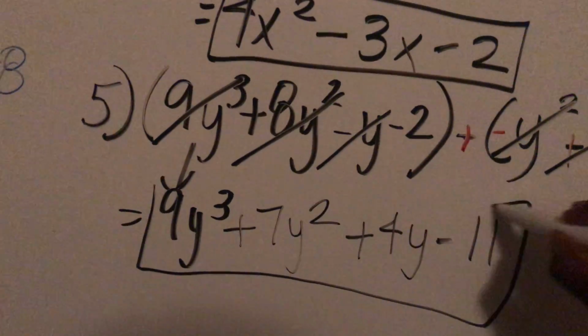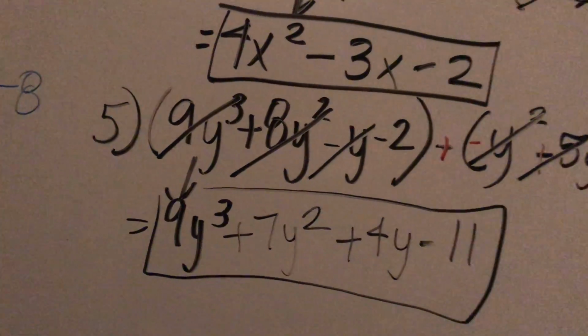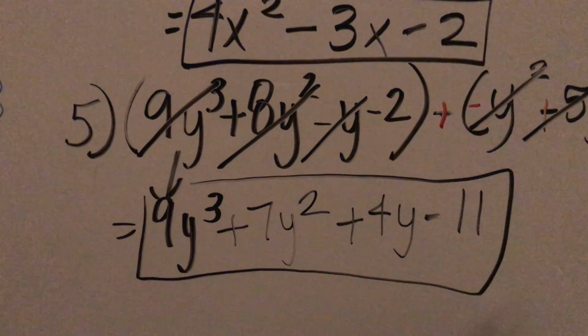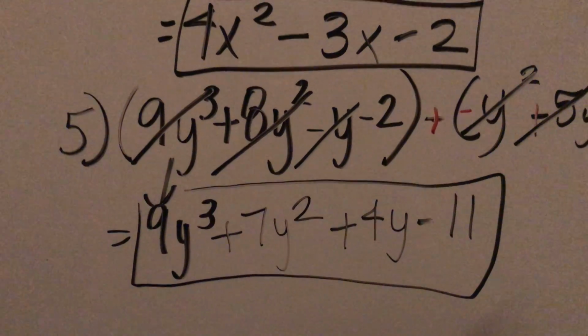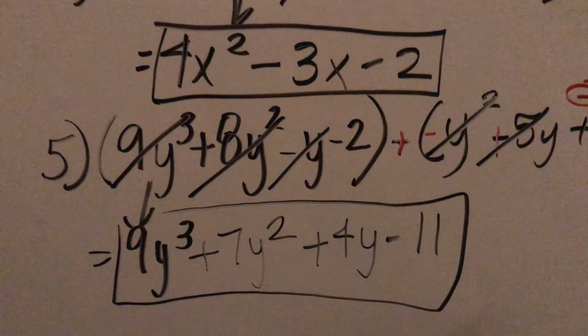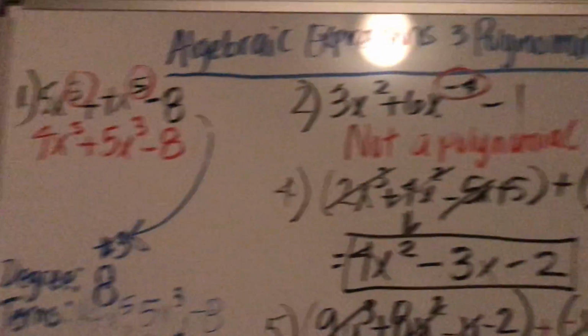And that is your answer. Now, as you can see, once again, it's in standard form, 3, 2, 1, constant. So your answer should be 9y cubed plus 7y squared plus 4y minus 11. And this concludes algebraic expressions and polynomials.